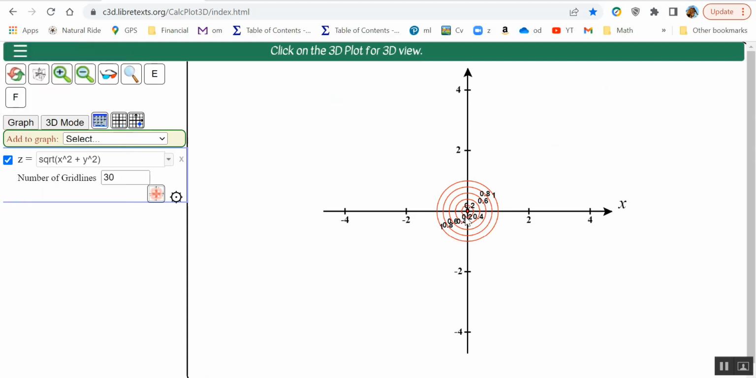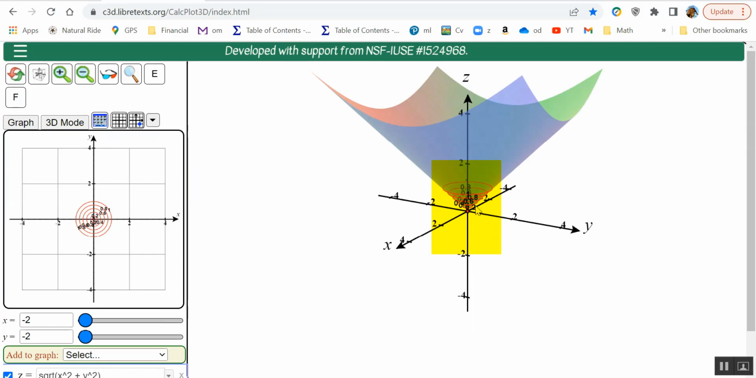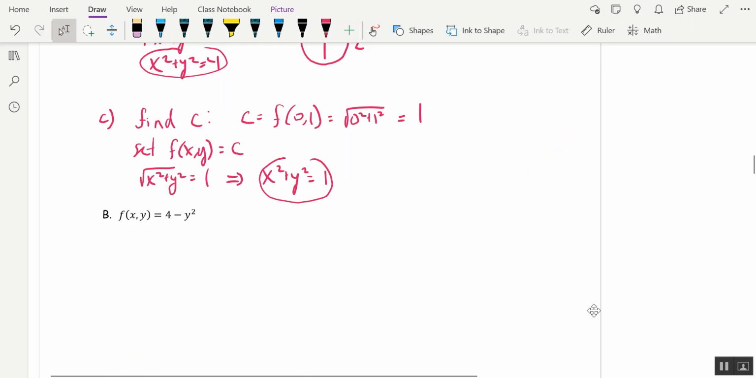And that makes sense because if I stay on a circle in the xy plane, the height of the cone will be constant. And then if I want to see those level curves projected onto the surface, i.e. I want to see the contour curves, then I just click on that plot and it will show me those little rings on the surface. So that's pretty cool. Okay, let's look at this last one.